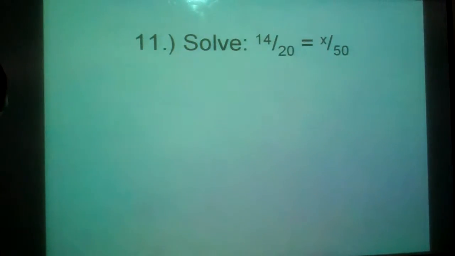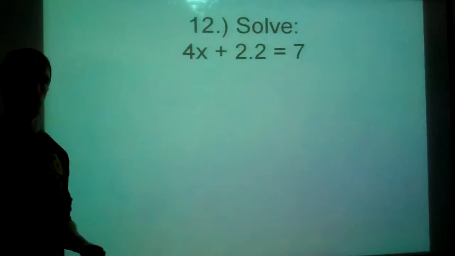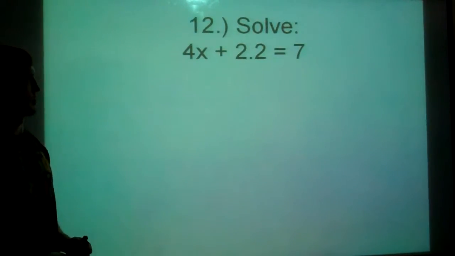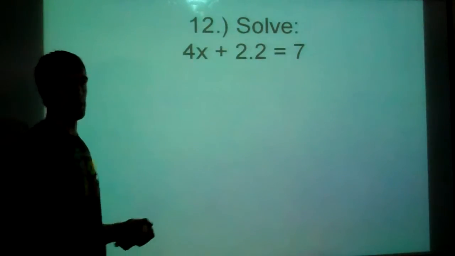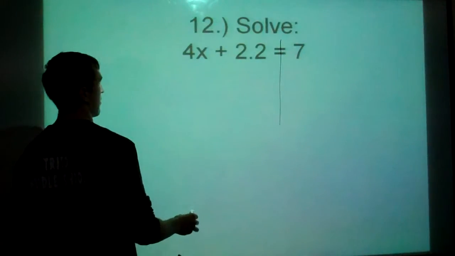Moving on to number 12. Solve 4 times x plus 2.2 equals 7. Not as straightforward as some of our other solving problems because we have a decimal in there. But we're going to treat it the same way that we treat those other ones. Whatever we do to one side, we do to the other.